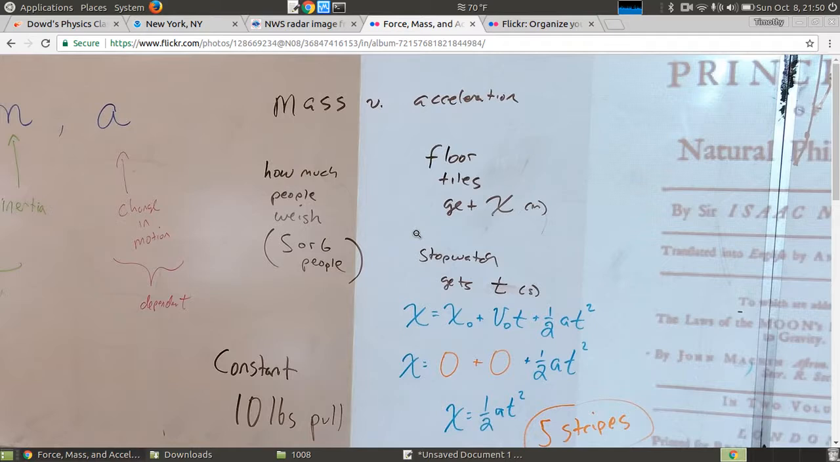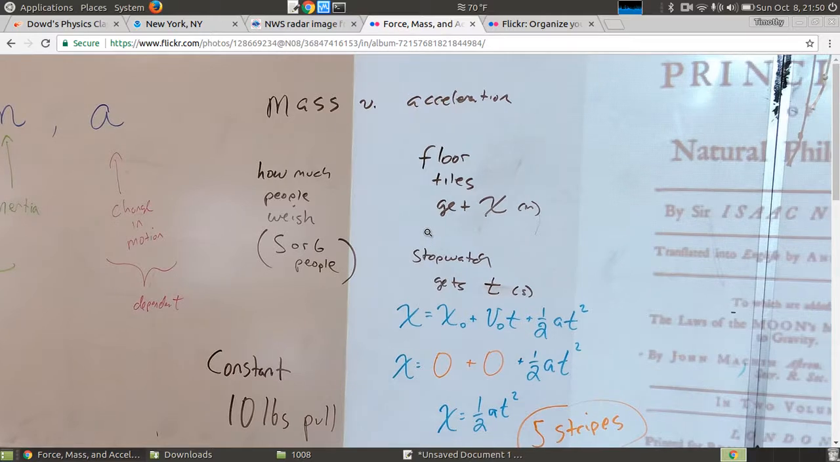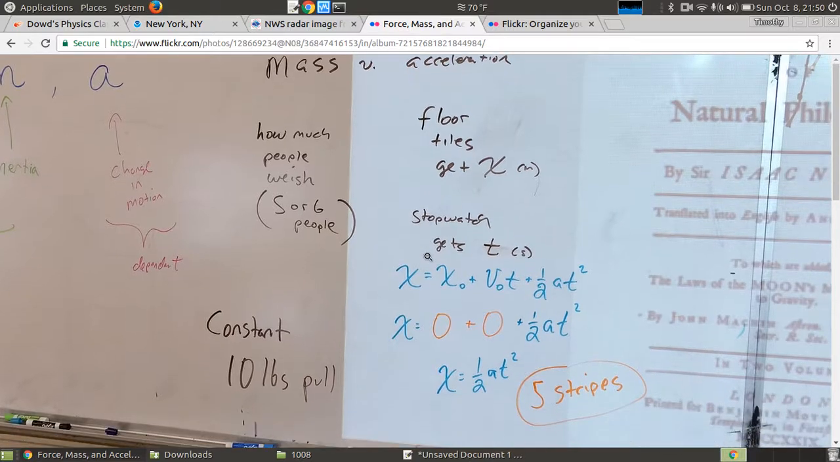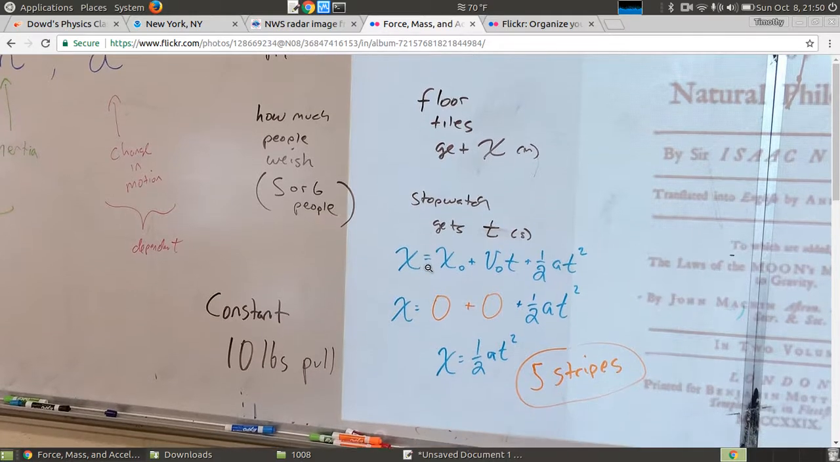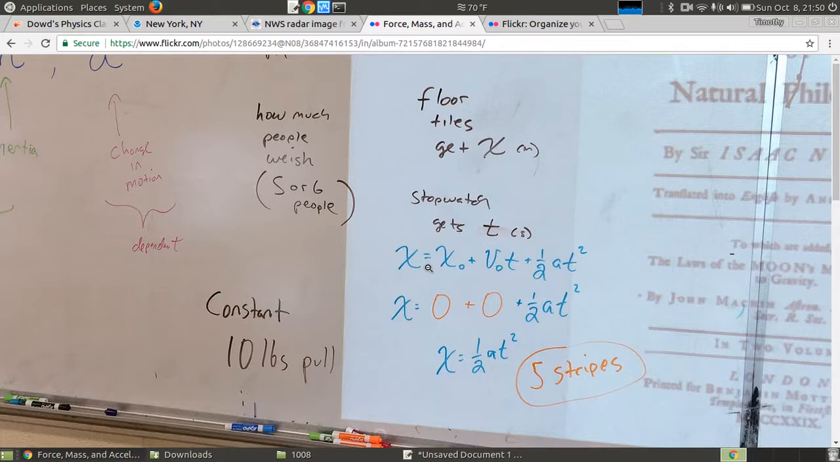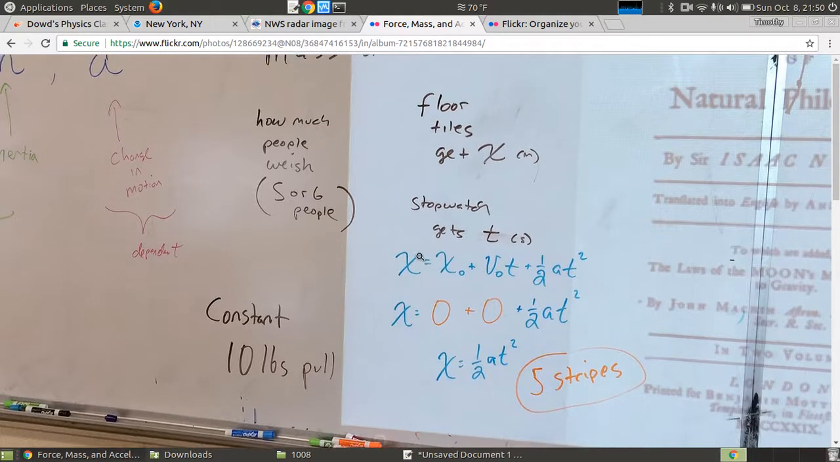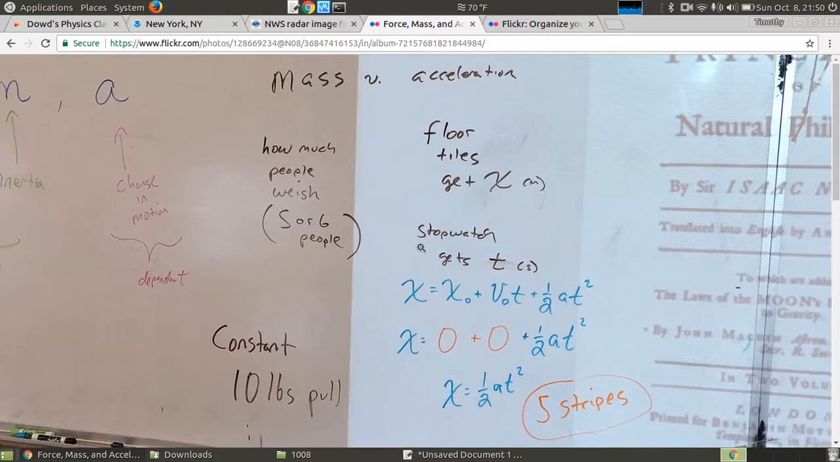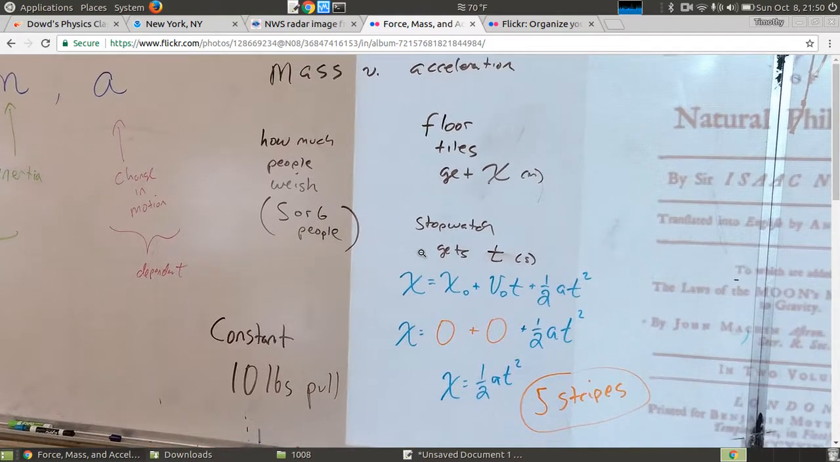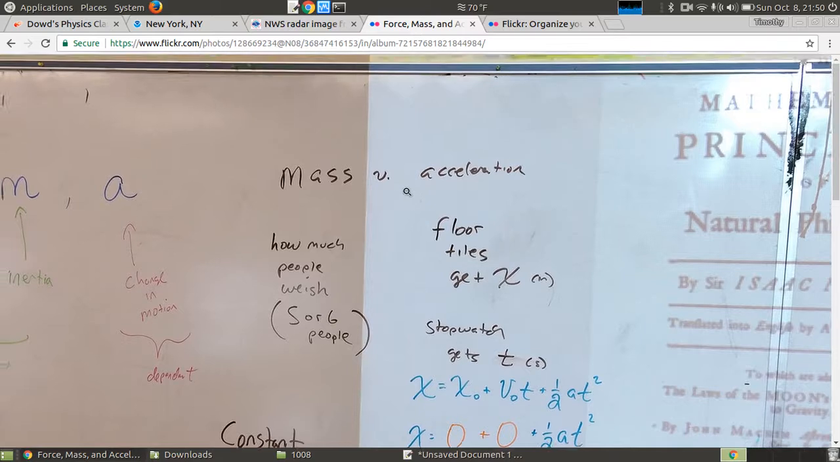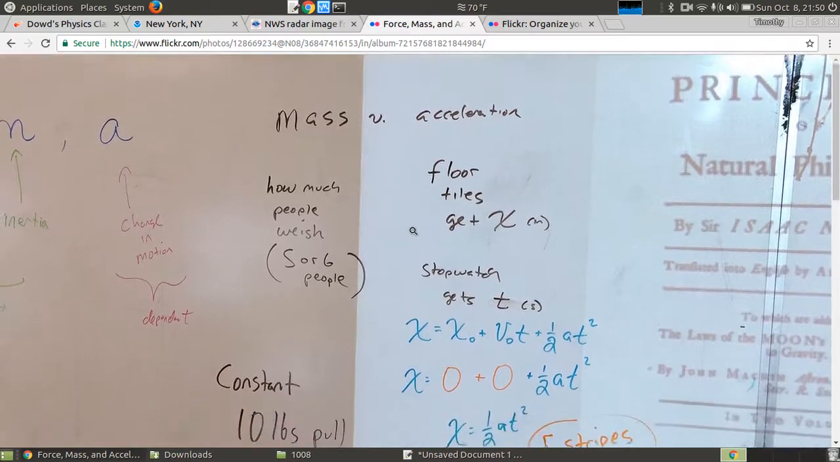The hallways at our school are a lot like a football field. They're striped, so we can use that to figure out how far someone's traveled. And we can use a stopwatch to get time. So we'll just plug into our constant acceleration equation and we'll solve for acceleration. So by getting people's weight, the distance they travel and the time they travel, we get all the information we need to test mass versus acceleration.